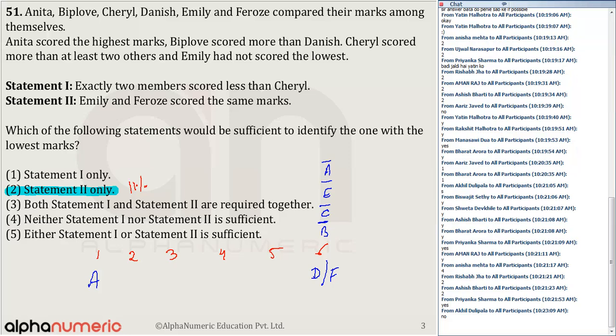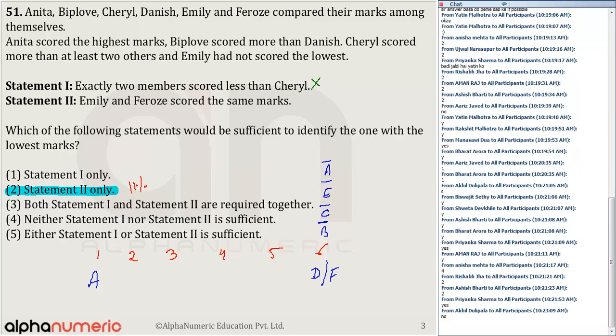Now, the first statement says that exactly two members scored less than Cheryl. Exactly two members, so C is at the fourth position. But again, based on this, we cannot find out which person has scored the last. So the first statement individually is not sufficient at all. Now let's check the second statement.